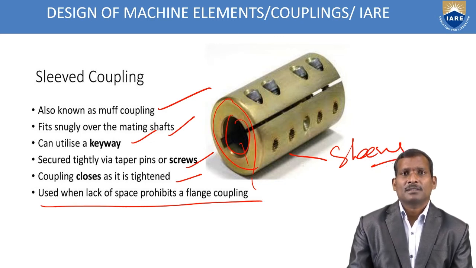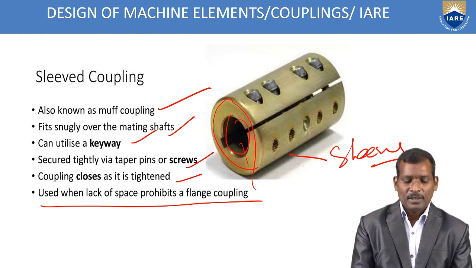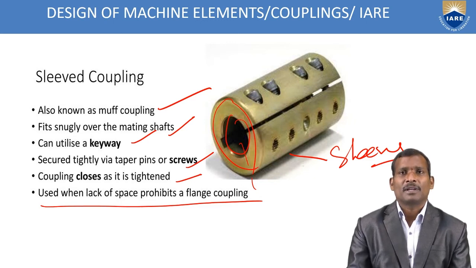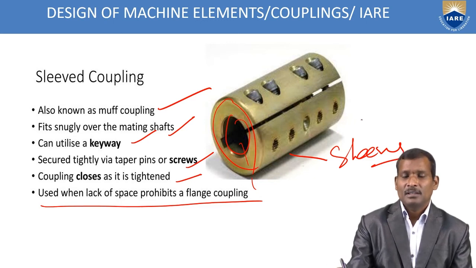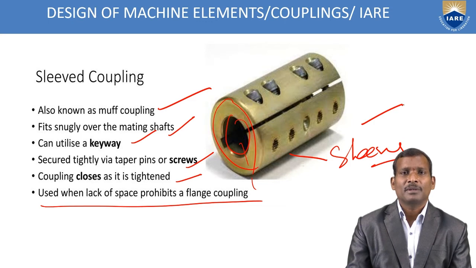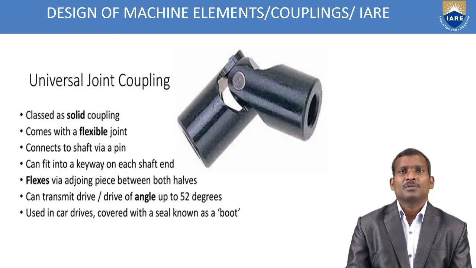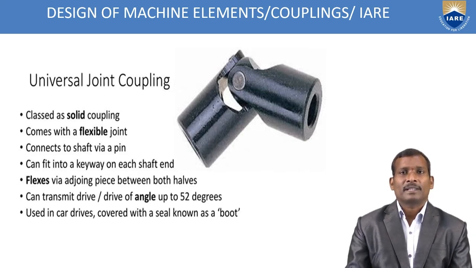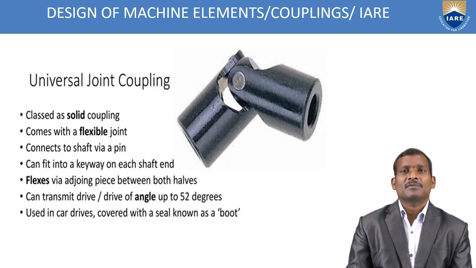In the previous case we saw the flanged coupling. Wherever lack of space prohibits a flange coupling, this type of sleeved coupling will be recommended. Next one is the universal joint coupling. The universal joint coupling is classed as a solid coupling, but it comes under flexible coupling. It allows misalignments of the shaft.